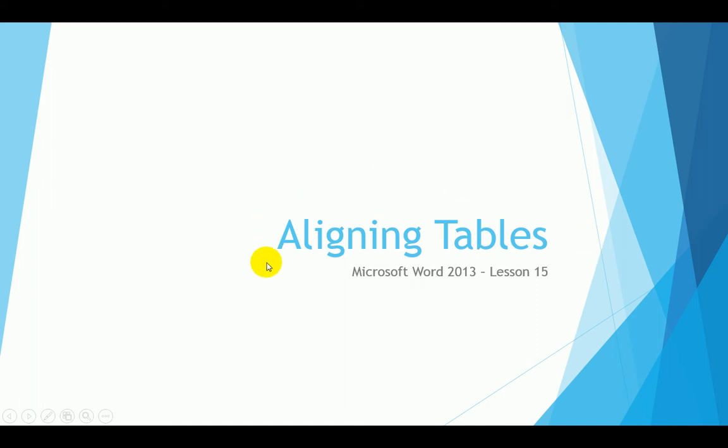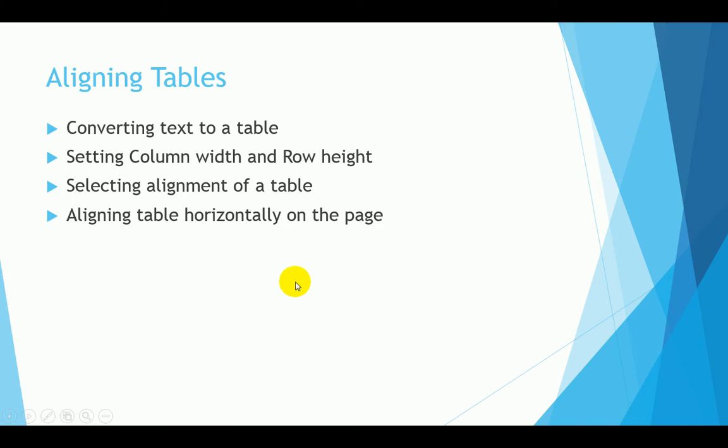Today we're going to be learning about aligning tables in Microsoft Word. Specifically, we're going to deal with how to convert a table to text. This is another way of creating a table from text that's already been typed into our document. We're going to show you how to set the column widths and the row heights. Select the alignment of a table. That would be where the text and the cells are going to be aligned. And then finally, we're going to show you how to center the entire table either horizontally or right align it if that's what you would want to do.